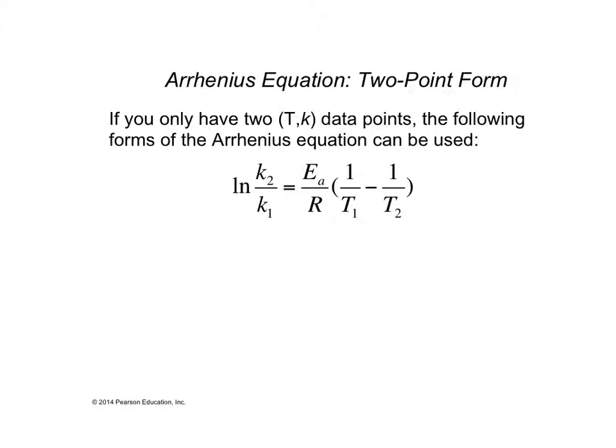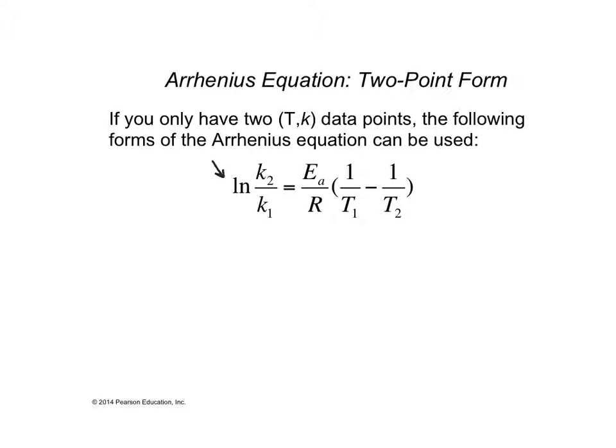So 2 data points would be a rate constant at a temperature and another rate constant at another temperature. We can still get data from just 2 data points, okay? What we use is something called the Arrhenius equation, the 2-point form, okay? Again, it's another derivation of the Arrhenius equation, which I'm not going to run you through.